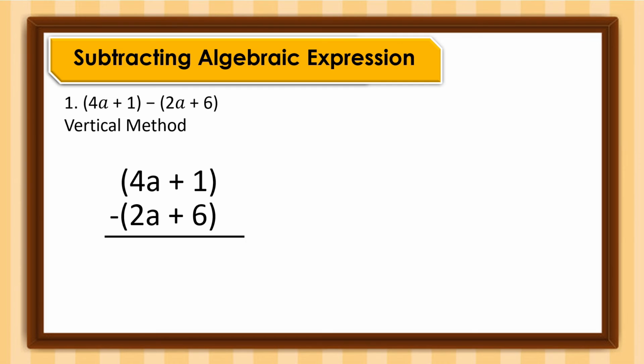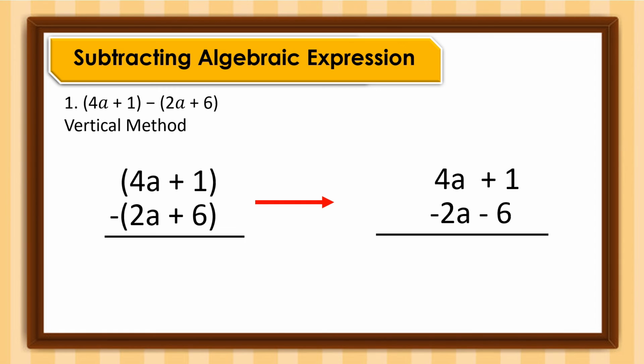How about in vertical method? So we will put the like terms in the same column. 4a and 2a, then 1 and then 6. First, remove the parenthesis and then change the sign of the subtrahend. From positive 2a, it becomes negative 2a. From positive 6, it becomes negative 6. And then proceed to the addition rule. 4a minus 2a, that is 2a. 1 minus 6, that is negative 5. So the same answer.